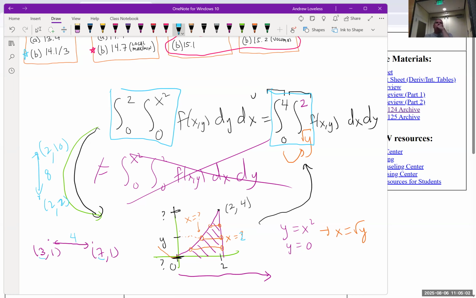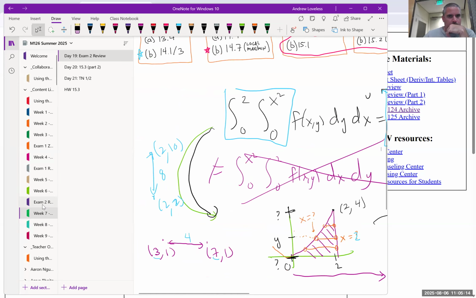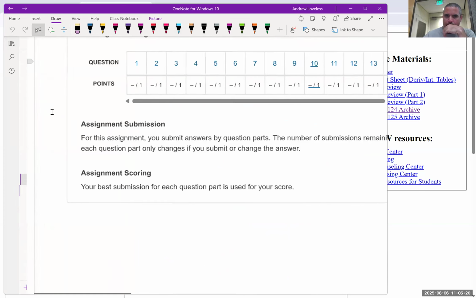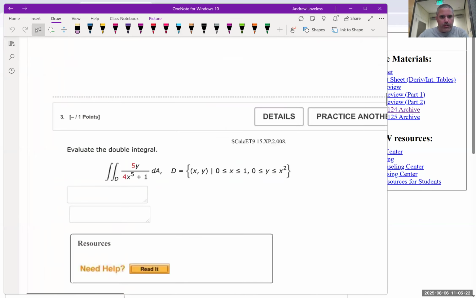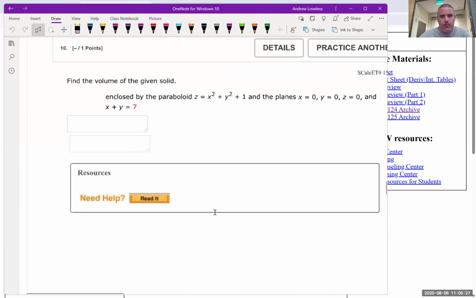Good, good. What else can we do? Yeah, please. Yeah, let's take a look. I should reprint the homework because I think I have a different thing. So what's 11 about? Okay, enclosed by what?